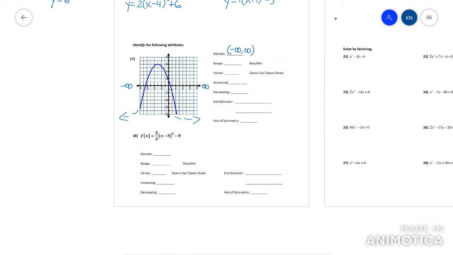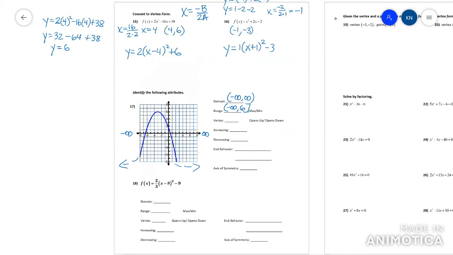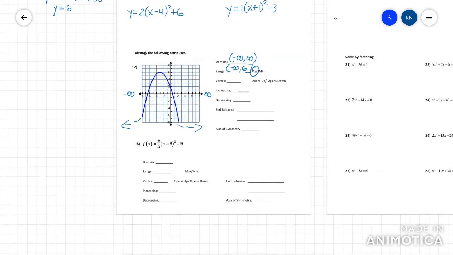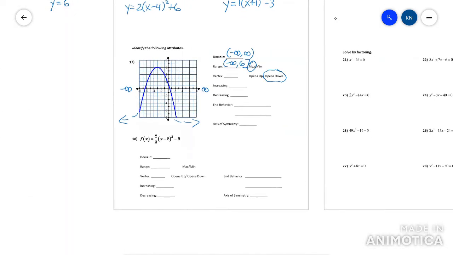The range is how low it goes, how high it goes. The lowest it goes is down forever to negative infinity. The highest it goes is right here at 6. And you use a bracket there. That vertex is a maximum because it's the highest point on this graph. This graph is opening down. The vertex is negative 3 comma positive 6.